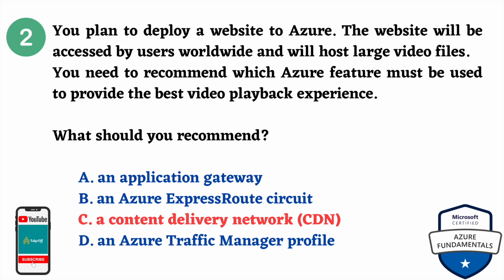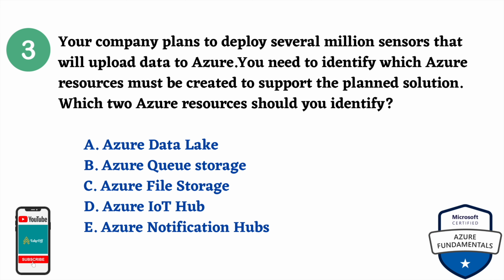Now let's move on to the next question. Your company plans to deploy several million sensors that will upload data to Azure. You need to identify which Azure resources must be created to support the planned solution. Which two Azure resources should you identify? Azure Data Lake, Azure Queue Storage, Azure File Storage, Azure IoT Hub, or Azure Notification Hubs. You can pause the video here.